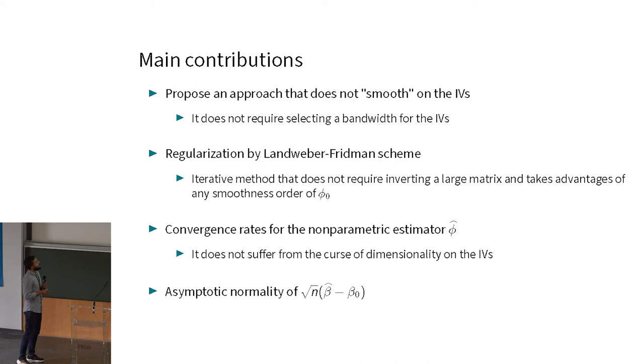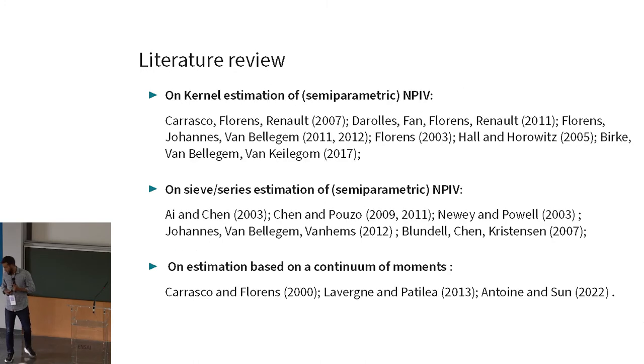So we obtain the convergence rates of the non-parametric estimator and the asymptotic normality of the parametric part of the model. So, a bit of literature review. This slide is extremely far from being exhaustive. Here I'm just citing the papers that are mostly connected to ours.